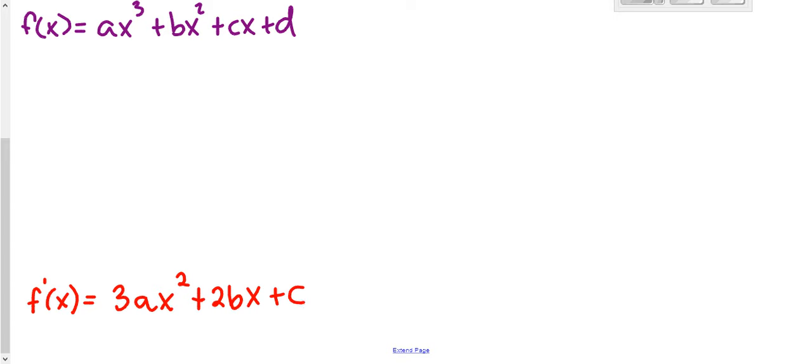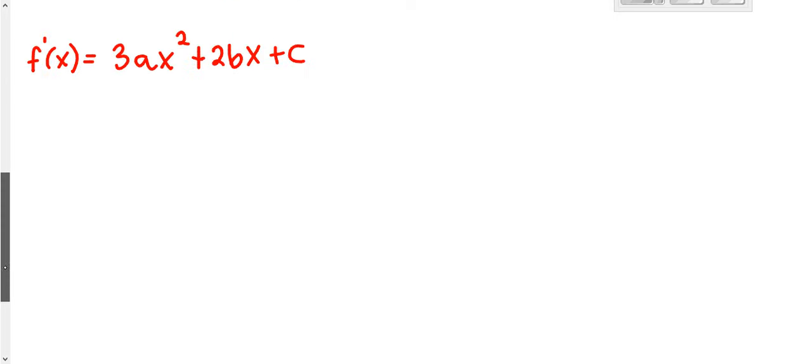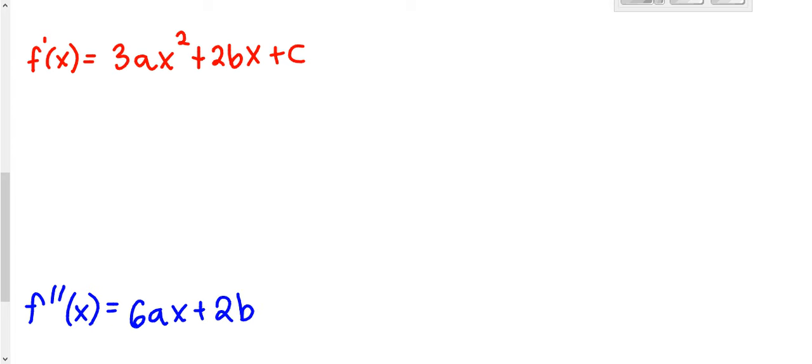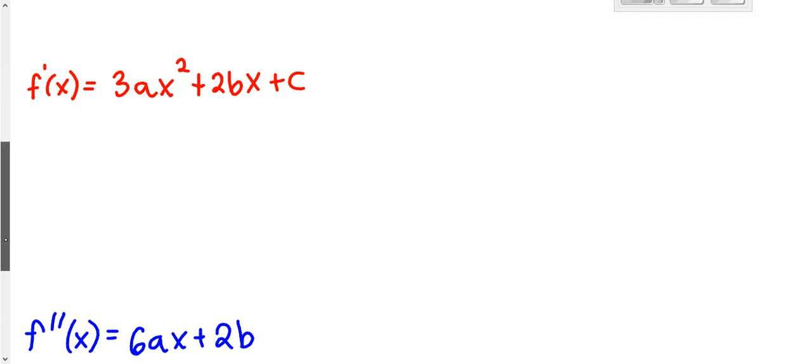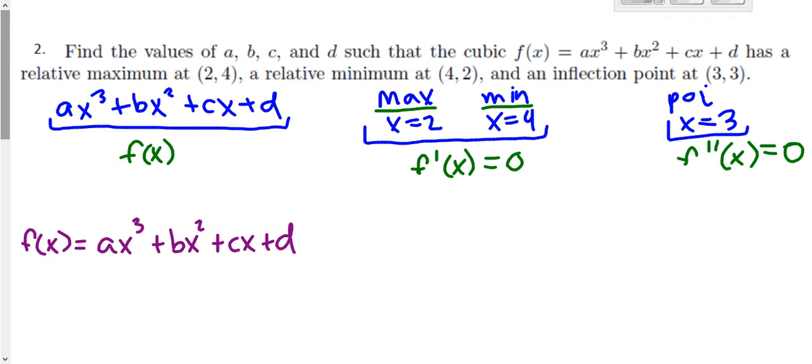Now I'm going to go a little bit down again and take my second derivative. So my second derivative, f double prime of x, is 6ax plus 2b. Okay, so this is everything that I found so far. Now let's go back up. Let's start at the end and work our way back. Let's look at our second derivative.